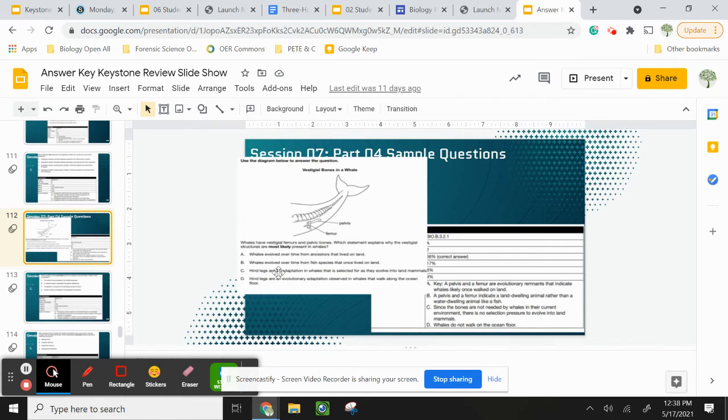Remember what vestigial structures are. Vestigial structures are leftover structures that give us some clue about an organism's evolutionary past. So seeing these tiny little primitive vestigial pelvic bones doesn't say that this whale used to just stroll around on the ocean floor. It's left over from an evolutionary past. All right, so that makes the most sense. The other ones really don't make sense.